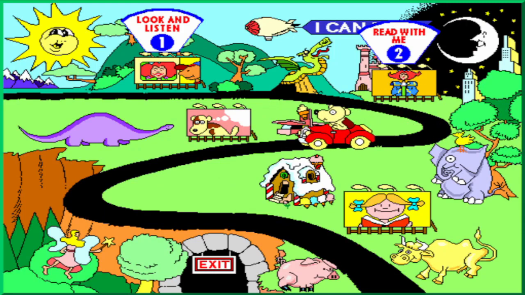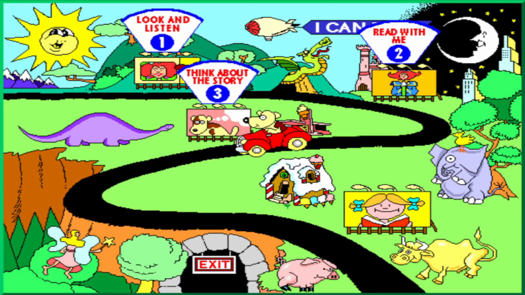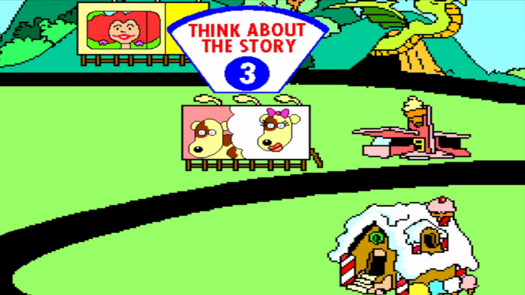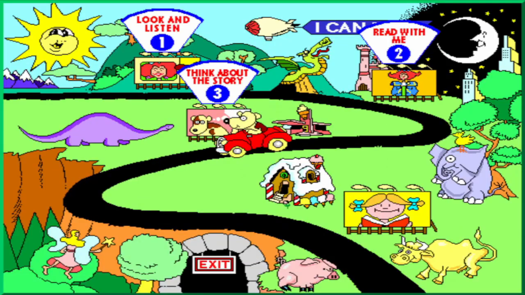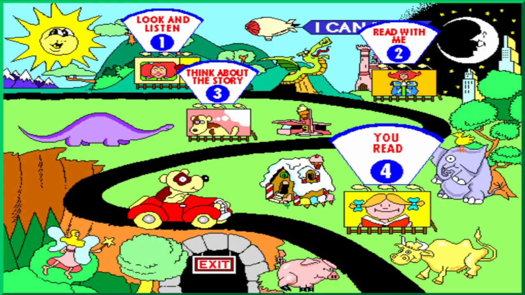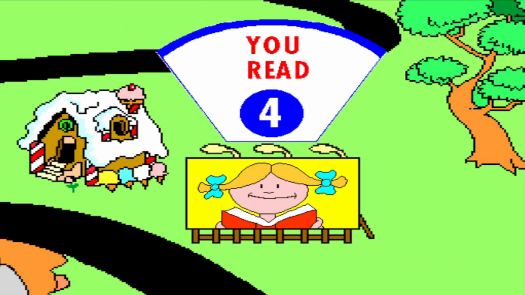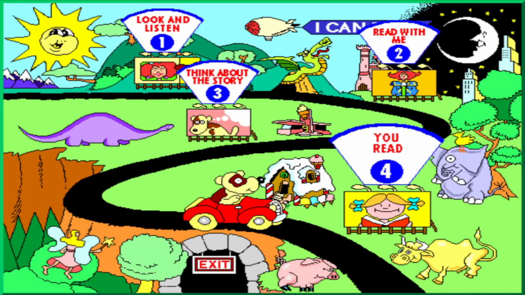When you finish Read with Me, you'll have heard the story twice. Now you're ready to see how much you remember. When you click on the Think About the Story button, you'll answer questions and find words that are important to the story. When you've finished Think About the Story, you're ready to read all by yourself. When you click on the You Read button, you'll see the words and pictures for each page of the story. If you aren't sure about a word, just click on it with the mouse and it'll be pronounced for you. That's all there is to it.